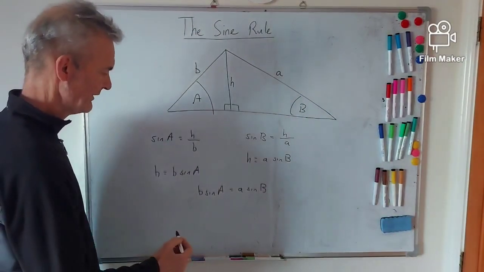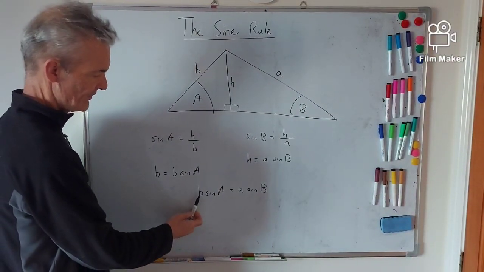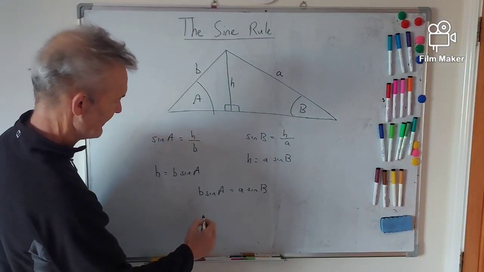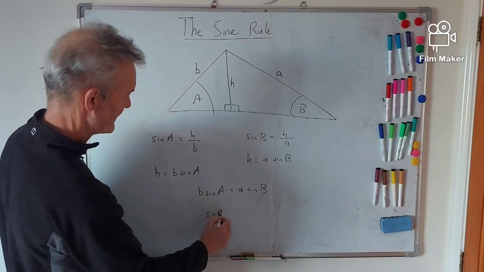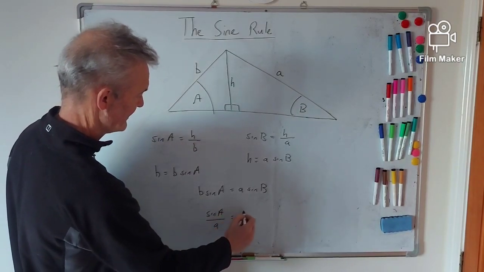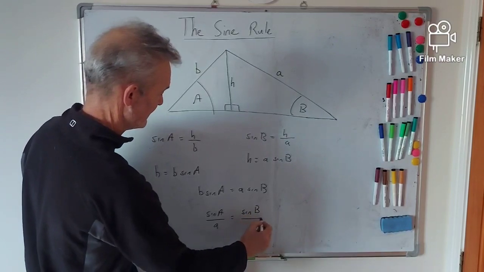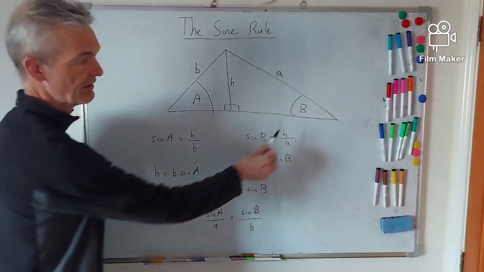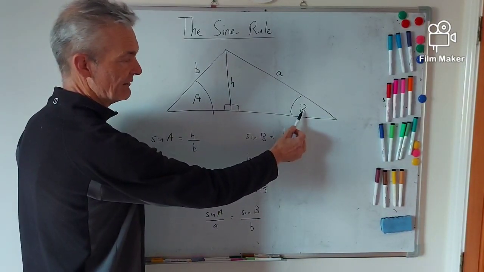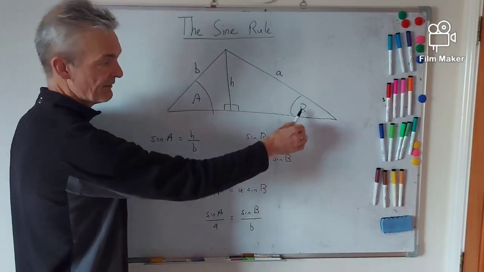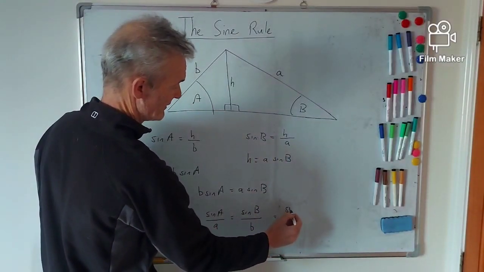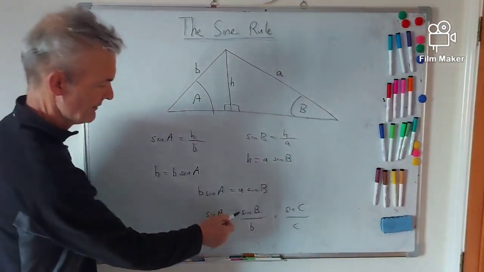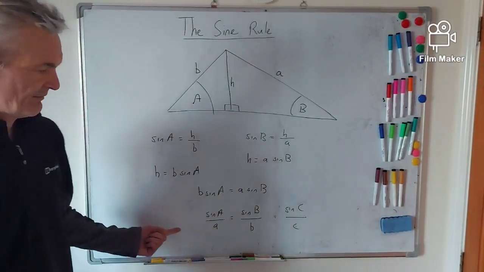Now all I'm going to do is divide both sides, first of all by B and then by A, and that will leave us with sine A over A equals sine B over B. And that is the sine rule. Now if you remember earlier I said I could have labelled this angle C. If I'd labelled that C, I'd have ended up with that, instead of this. Now that's the sine rule.